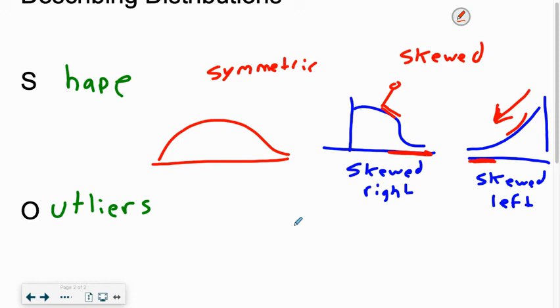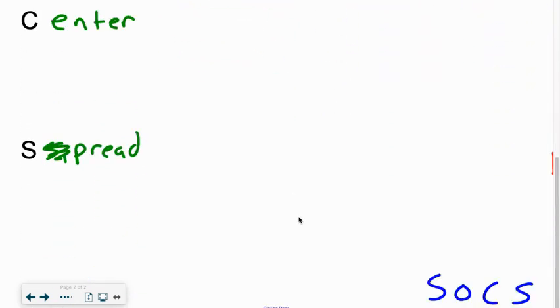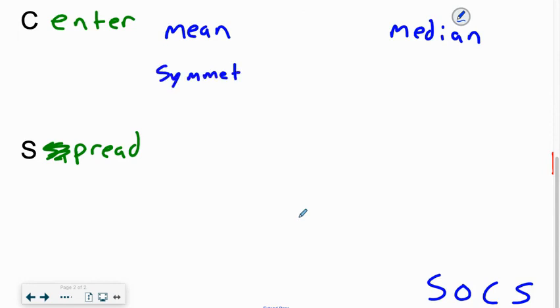Outliers are just things that are way out of the usual pattern of the rest of the data. So just say anything about that when you're describing a distribution. Center, we're either going to use mean or median. Mean we're going to use with symmetric data. And median we use with skewed data. And we'll talk more about that. And then the S is for spread.